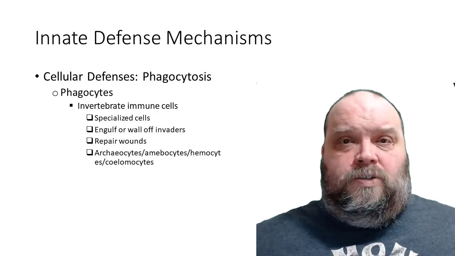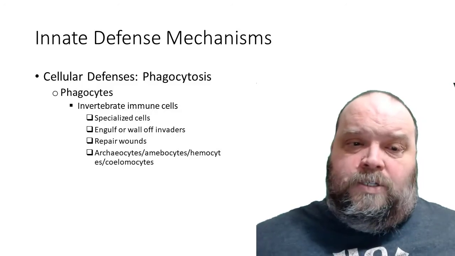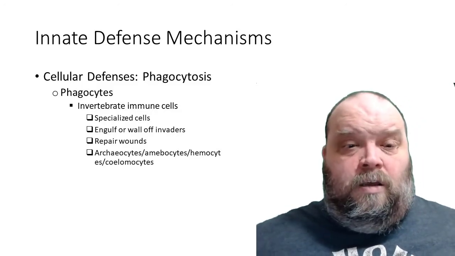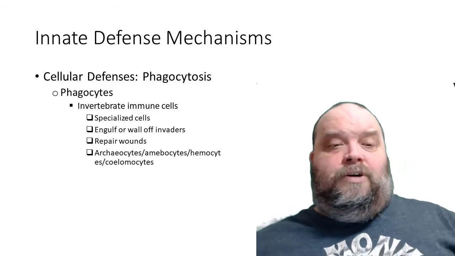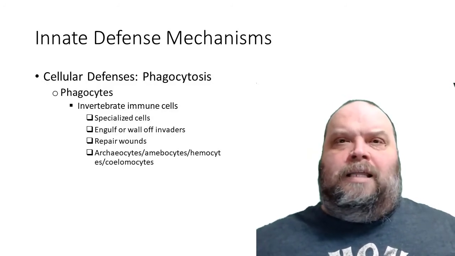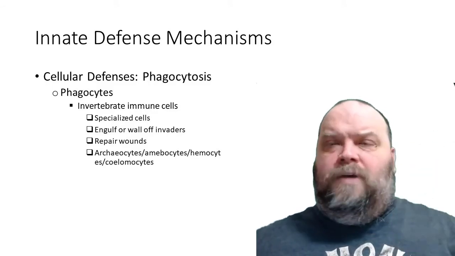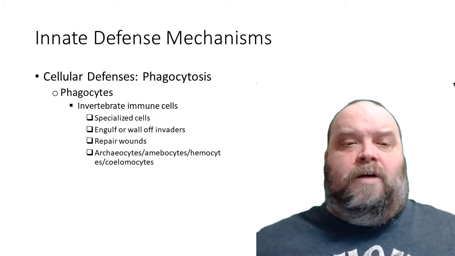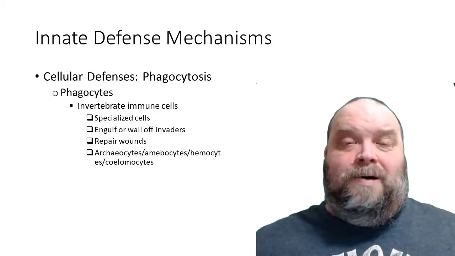When it comes to invertebrates, we refer to these as you see right here: archaeocytes, amoebocytes, hemocytes, coelomocytes. I mean, look at their names. Amoebocytes. Okay, I just got done talking about how single-cell protists, the amoeba, swim and grab hold of things. Well, when they saw these cells in whatever invertebrate they were studying, it reminded them of amoeba. So, hence, amoebocytes, amoeba cells.